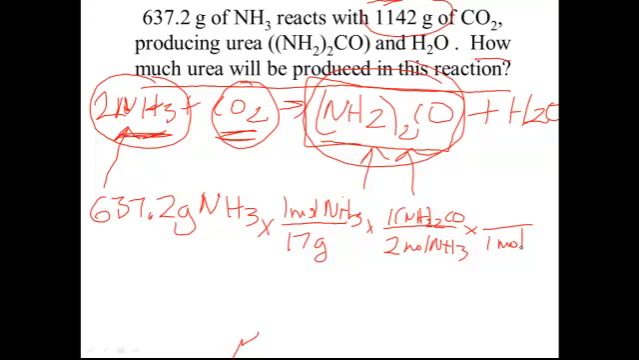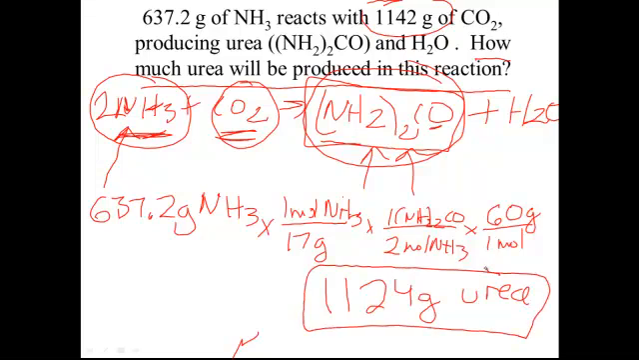Let's see, 14 times 2 is 28. 28 plus 4 is 32. 32 plus 12 is 44. 44 plus 16 is 60. So there's 60 grams in 1 mole of urea. So now we can say 637.2 divided by 17 divided by 2 times 60 equals, with 4 significant digits, 1,124 grams of that urea compound. Okay, and that's our final answer.